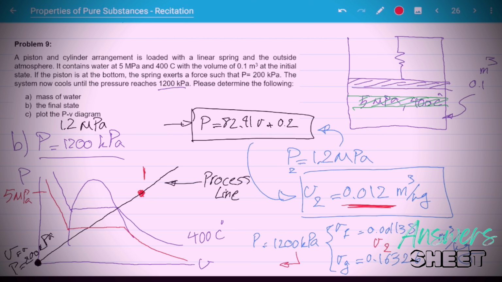The saturation temperature for 1200 kilopascals is 187.96 degrees Celsius. And the red line on the PV diagram is the constant temperature of 187.96. And where the black line and the red line collide is our second state.